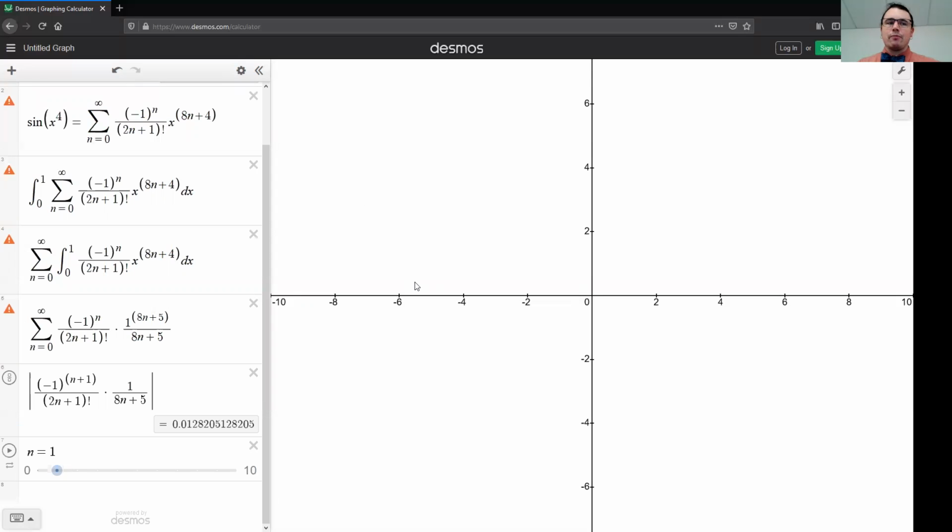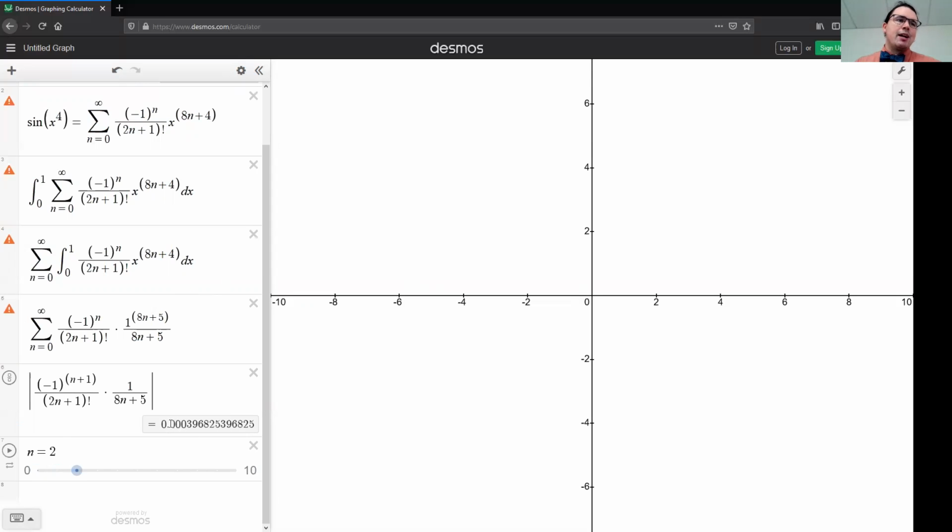So if n equals 0, my margin of error will be 0.2. N equals 1, my margin of error will be 0.01. N equals 2, my margin of error will be 0.0003. This is a pretty simple thing to do.